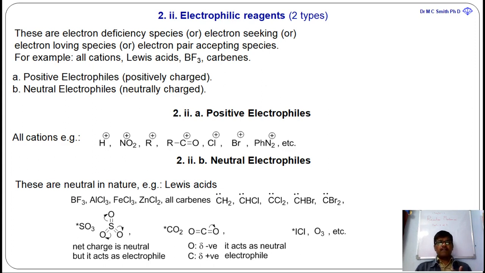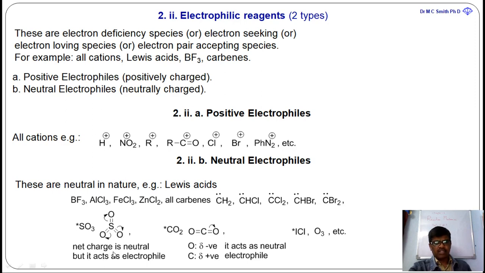Then the other type of reagents are carbenes. Carbenes are compounds or molecules where carbon uses only a valency of 2, so they are in need of two more electrons to get the octet configuration, so they always try to accept an electron pair. That is how they act as neutral electrophiles. Examples are CHCl, CCl2, CHBr, CBr2.